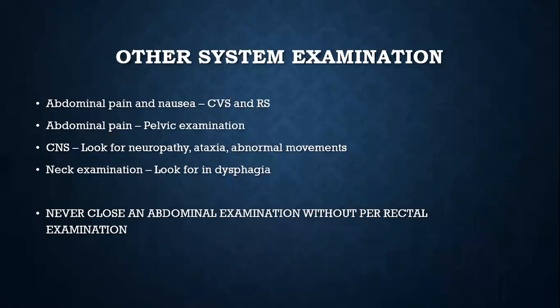What are the CNS manifestations of GI symptoms? Remember, any micronutrient deficiency like zinc, chromium, copper, etc., can cause neuropathy. Remember, vitamin E deficiency can cause ataxia. Celiac disease can cause ataxia, and celiac disease can cause myoclonus. So, if you have to look at the CNS, specifically look for ataxia, neuropathy, and any abnormal movements like myoclonus. Look at the neck, because an enlarged thyroid can cause dysphagia. And never close an abdominal examination without doing a per rectal examination.